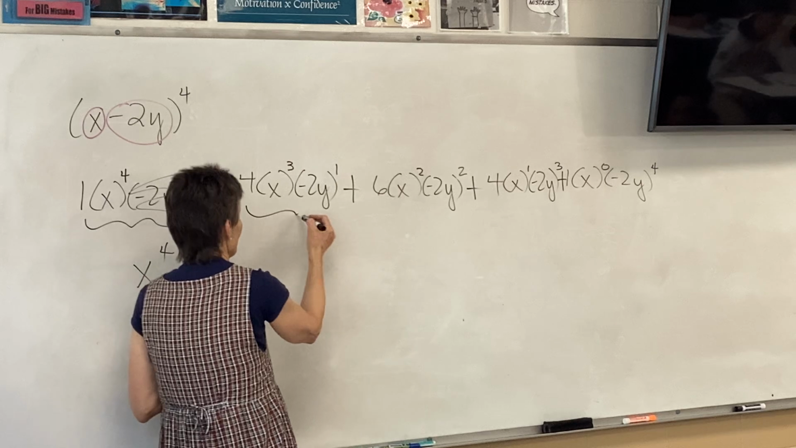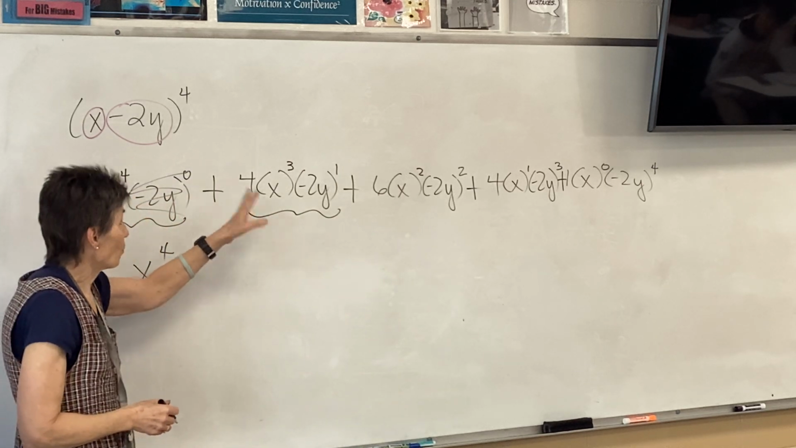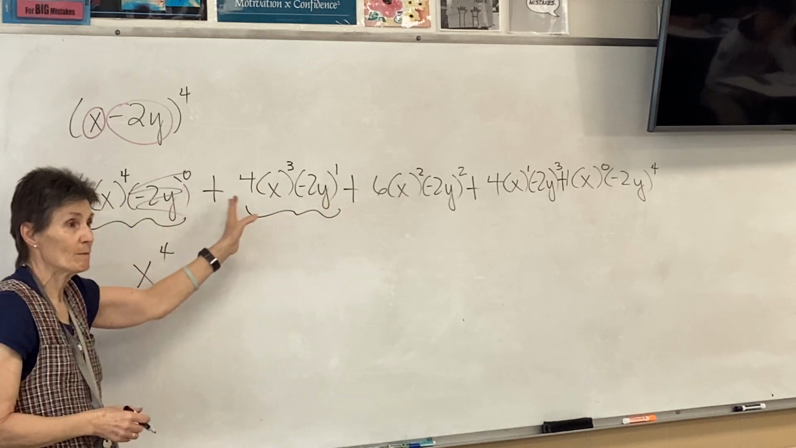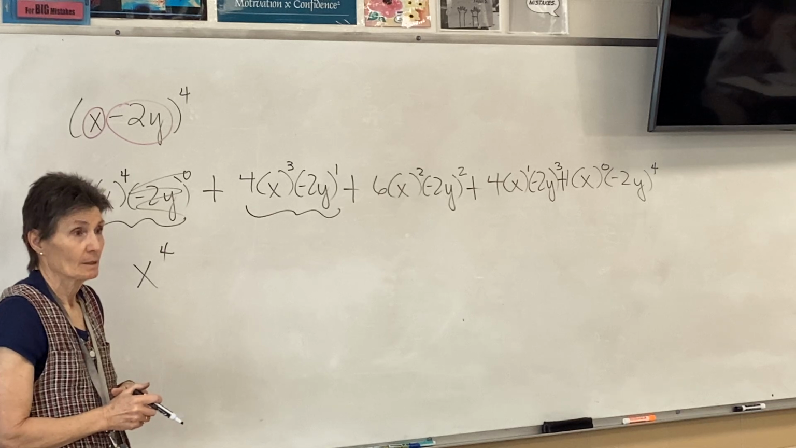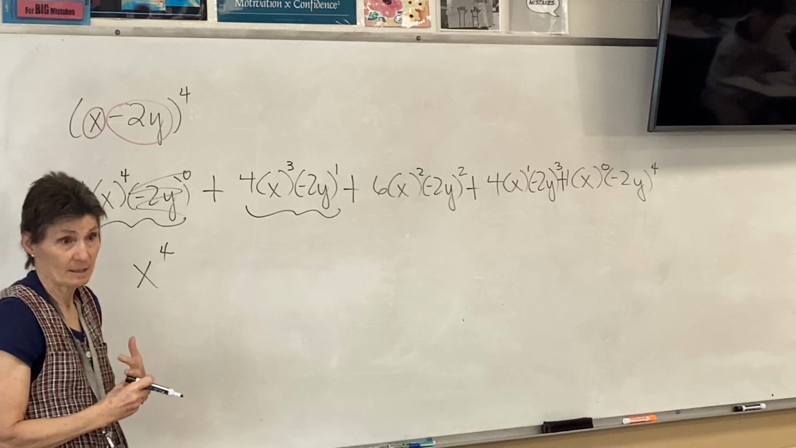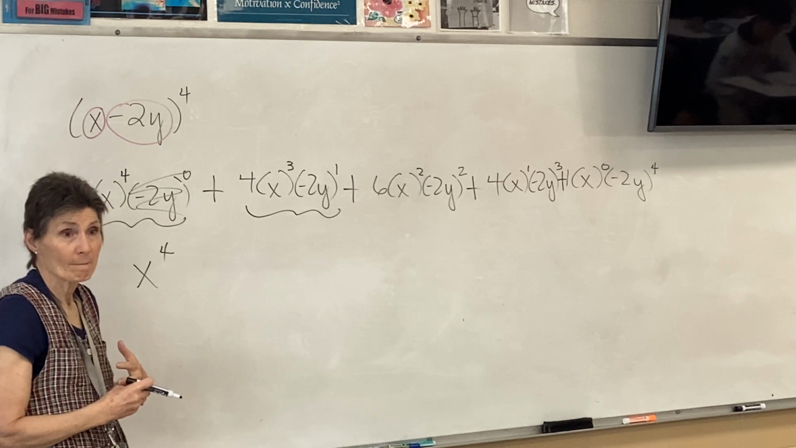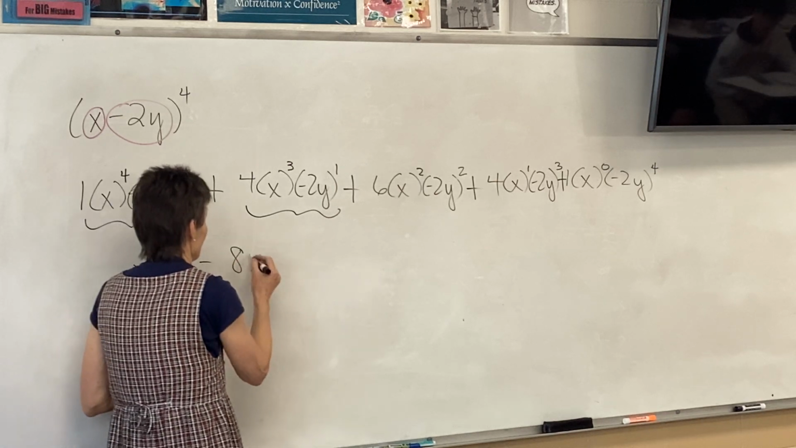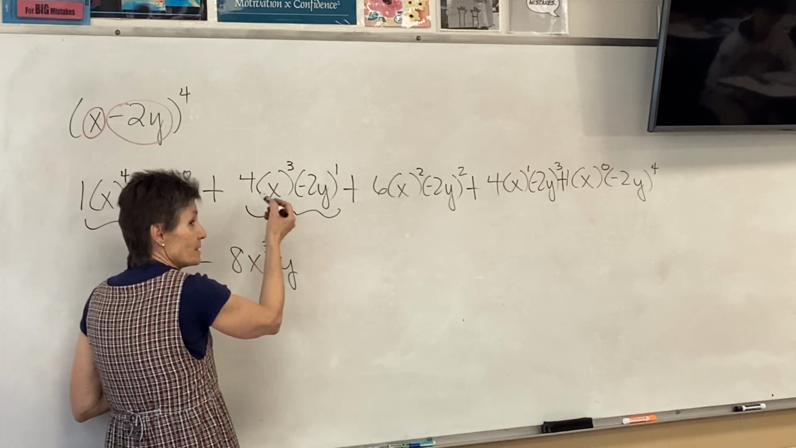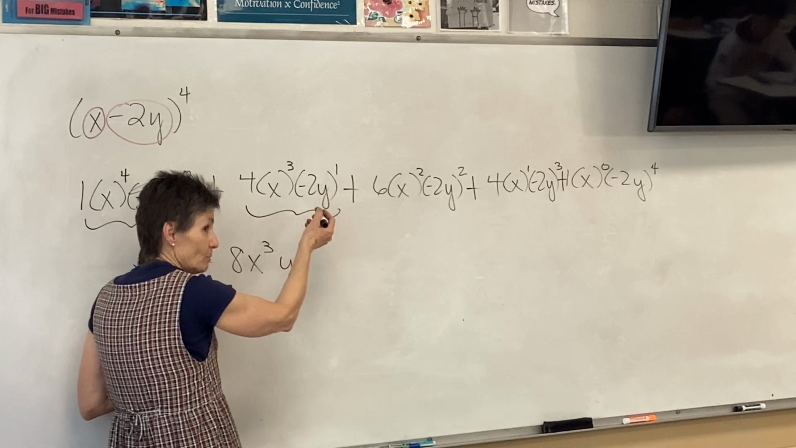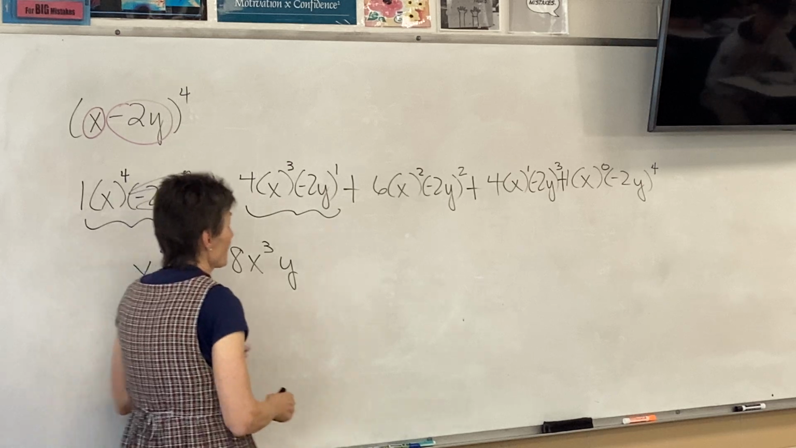Now be careful. This involves some multiplication. So what's going to happen here when we multiply it all together? Negative 8x cubed y. How did I get negative 8? 4 times negative 2, and then x cubed y.